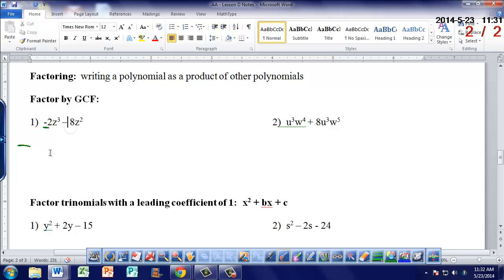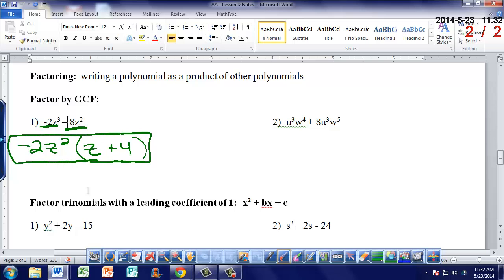Between 2 and 8, what can I take out of both? A 2. Between z cubed and z squared, I can take out a z squared. So what you are doing is you're dividing this term by this. I'm left with just z. Now you're going to divide this term by this. You're left with a positive 4. Now, you want to double check, can this be factored any further? And it cannot.